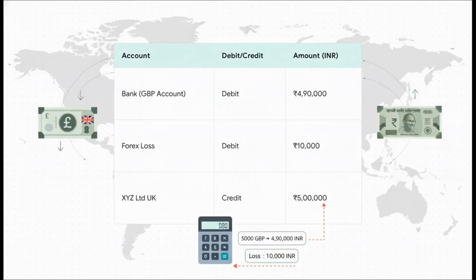But you guessed it. By the time our customer actually pays us, the pound has weakened. The rate has dropped to 98. So when those 5,000 pounds land in our bank account, it only converts to 4,90,000 rupees. And just like that, we have to book another Forex loss, this time for 10,000 rupees.